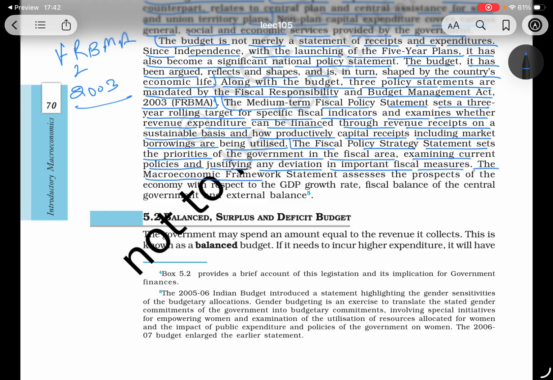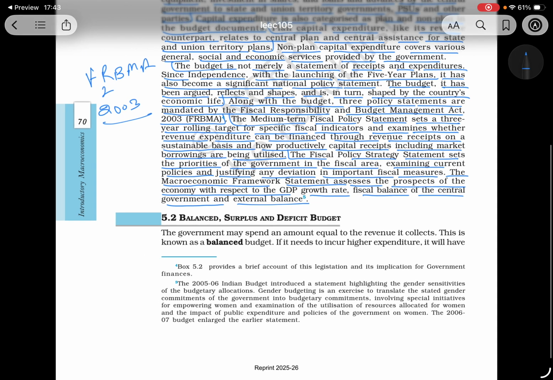The macroeconomic framework statement assesses the prospects of the economy with respect to the GDP growth rate, fiscal balance of the central government, and external balance. Balanced, surplus and deficit budget.